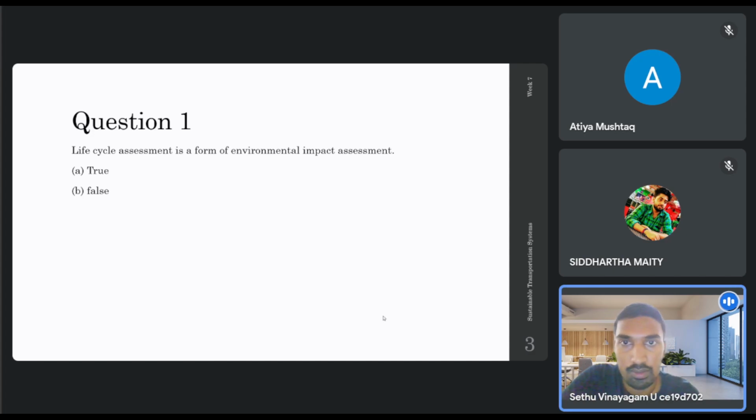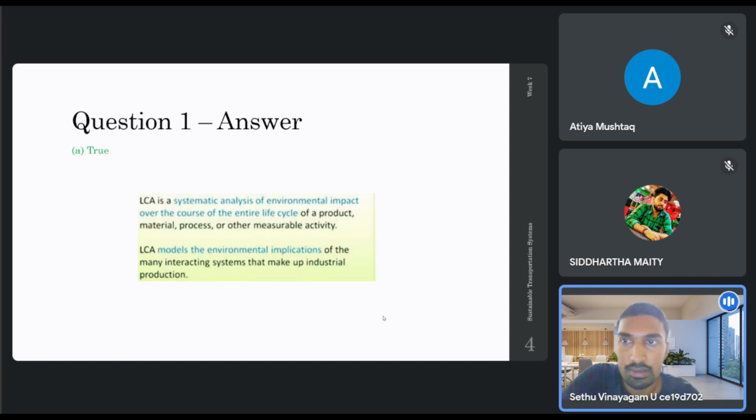All right, so let's take a look at the right answer. The right answer is option A. The given statement is true. LCA is one form of environmental impact assessment. We covered environmental impact assessment in detail in an earlier week, around week 4 or week 5. LCA is one way in which we can conduct the environmental impact assessment.